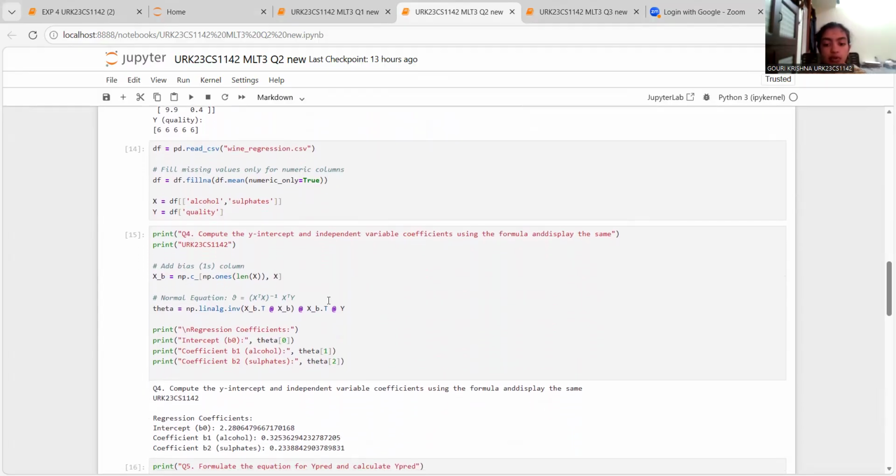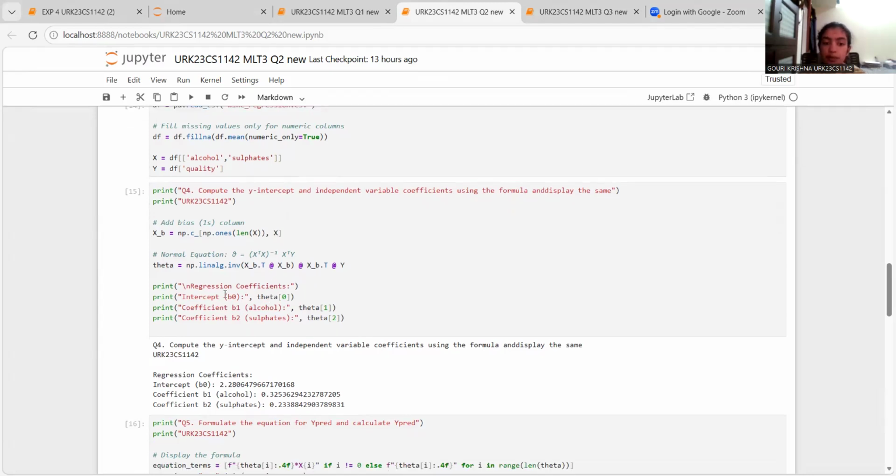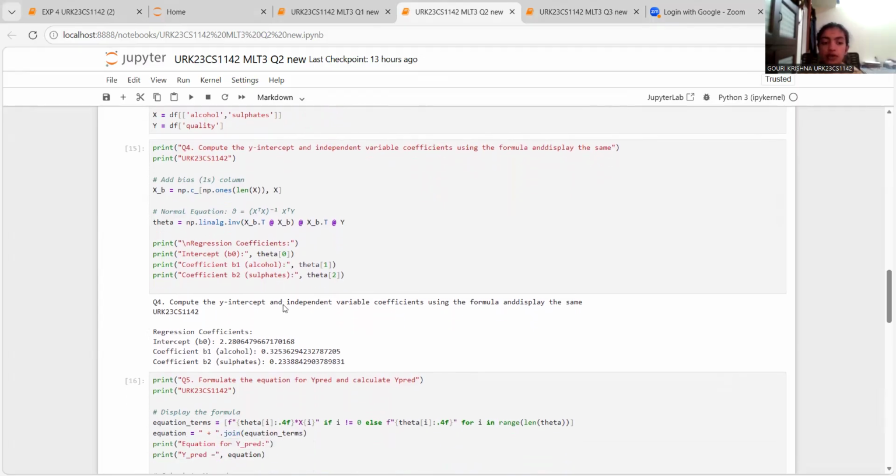And step 4, we will calculate the normal equation. Here we will compute the coefficients using the normal equation, theta equals (X^T X)^-1 X^T y. First we add the bias column, which is Xb equals np.c_[np.ones, X], and then compute the theta value. This will give the B0, B1, and B2 values. B0 means the intercept, B1 is the alcohol coefficient, B2 is the sulfate coefficient.